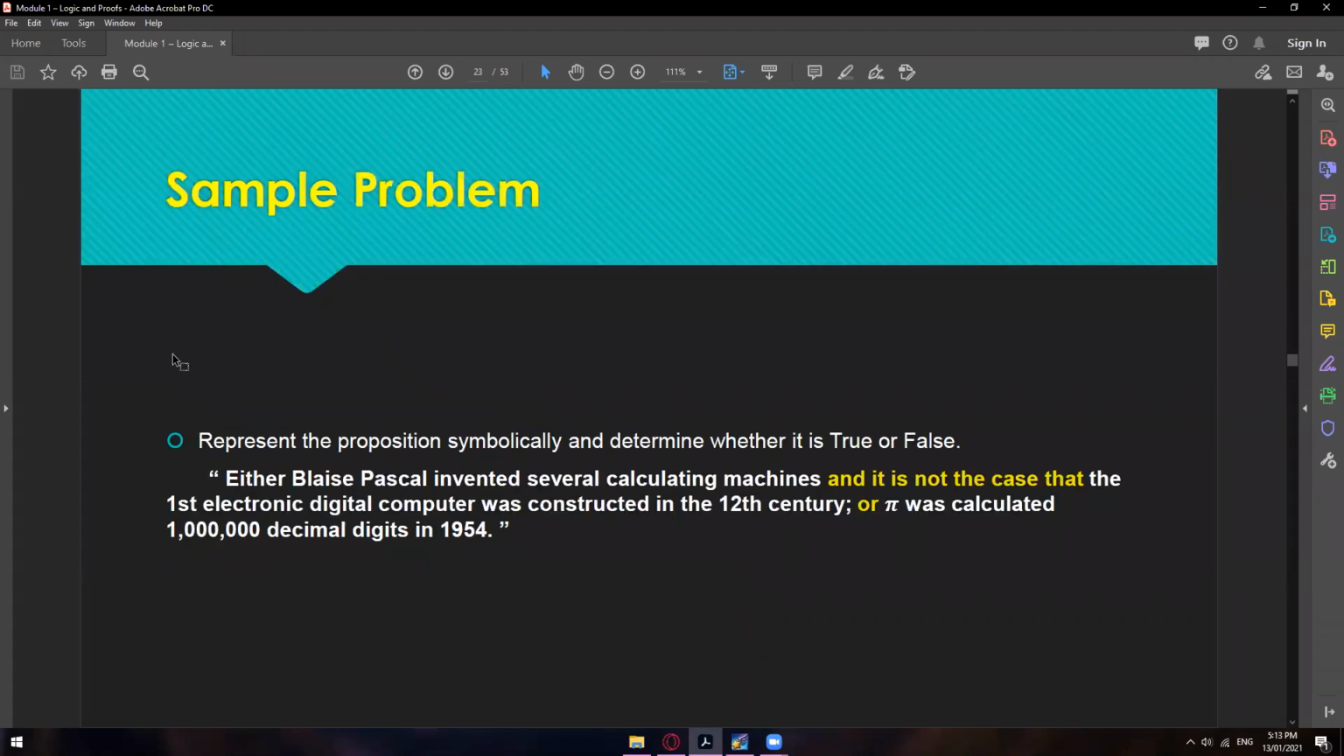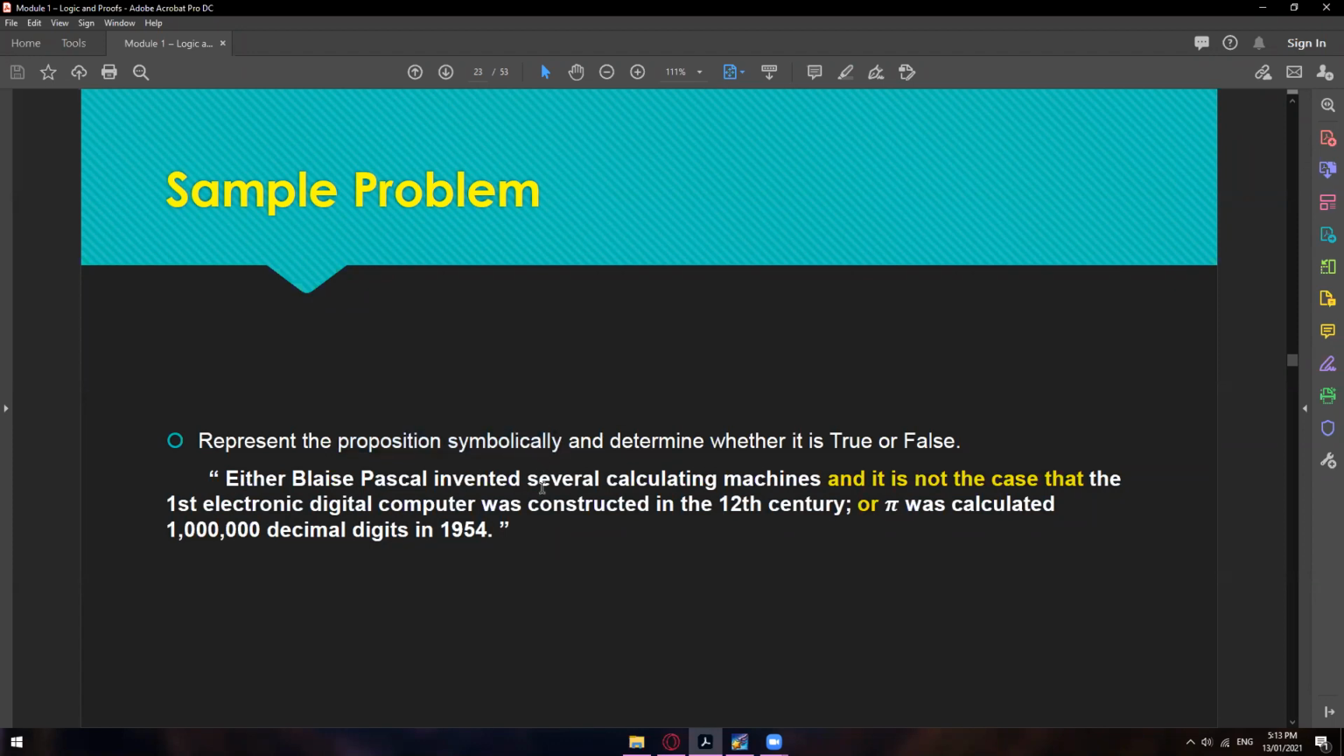Alright, so we have a sample problem here. We have either Blaise Pascal, ito muna, maka-important. Represent the proposition symbolically and determine whether it is true or false. So we have a paragraph here, which is either Blaise Pascal invented several calculating machines, and it is not the case that the first electronic digital computer was constructed in the 12th century, or pi was calculated to 1 million decimal digits in 1954. So as you can see, we have a paragraph here wherein it is asking us to represent this paragraph into proposition symbolically.